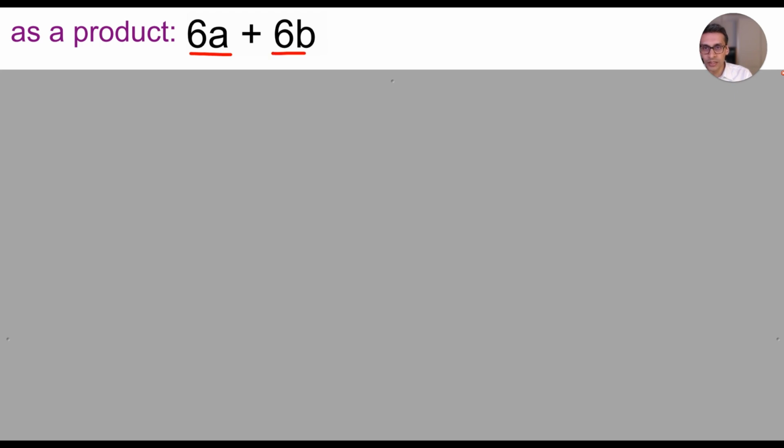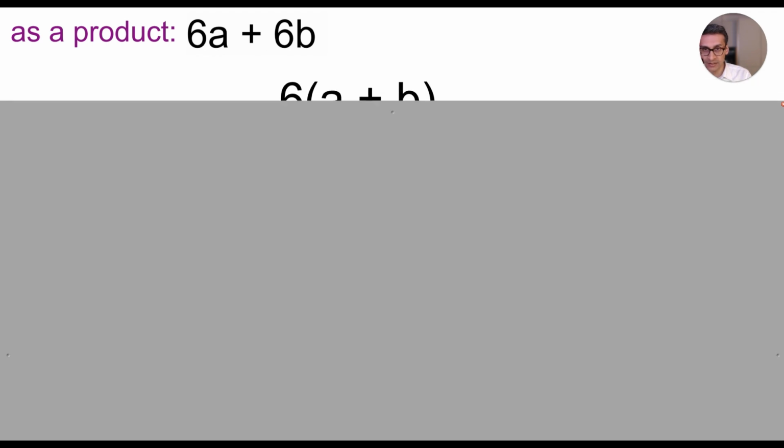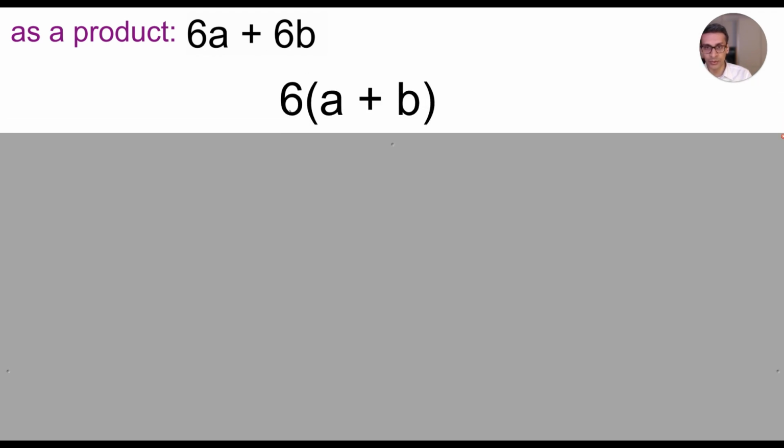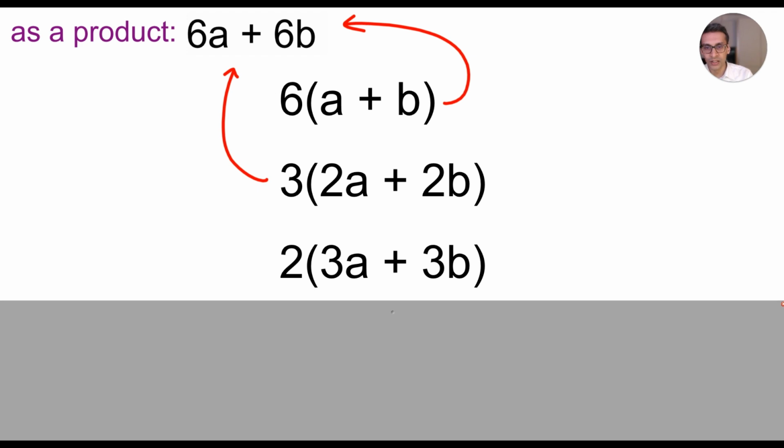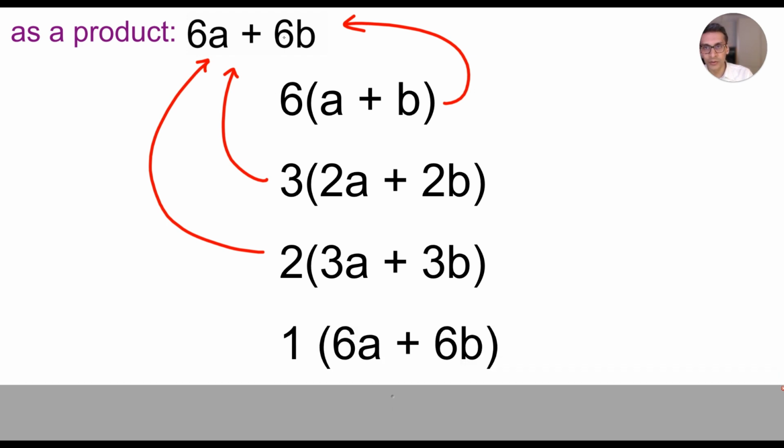Right, so let's look at 6a plus 6b. We want to factorize this. Now we could take out a few factors here, and I've listed lots of examples. We can do 6 times (a plus b). If you expand this, you are going to get 6a plus 6b. You could also take a factor of 3 out. If you expand this, you're going to get 6a plus 6b. You can take a factor of 2 out. If you expand this, you're going to get 6a plus 6b. And you can also just take out a factor of 1. And again, you're going to get the same answer.